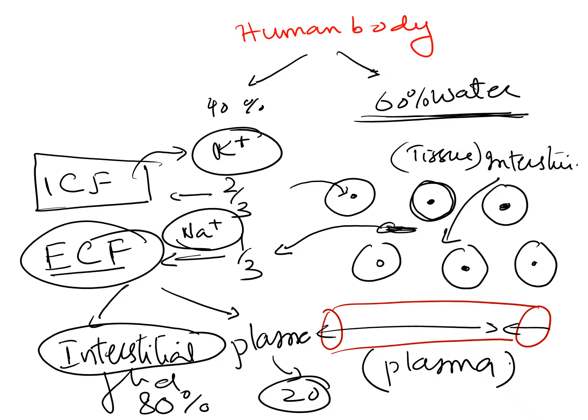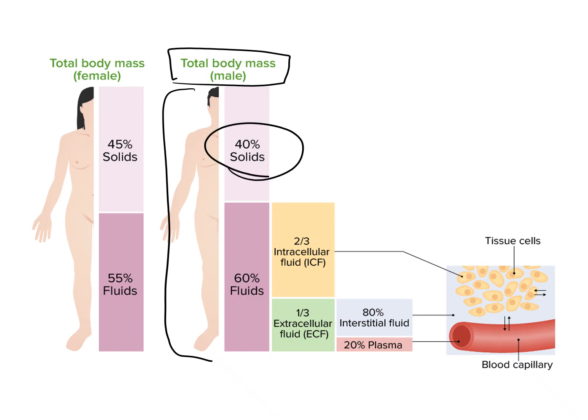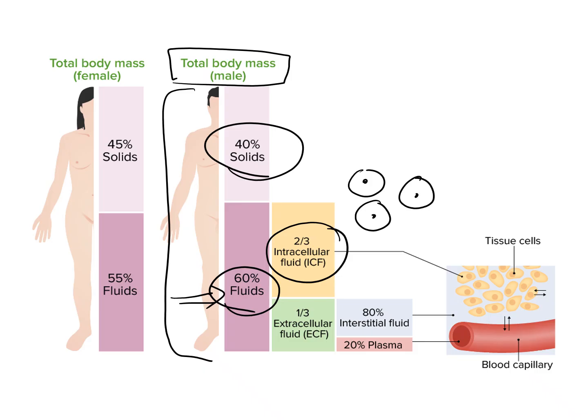So let's quickly see the graphic representation of what we learned. This is the total body, and you can see that it consists of 40% solid and 60% fluid. In this 60% fluid, two-thirds is intracellular fluid, present inside the cell, and one-third of the total fluid is located outside the cell, called extracellular fluid.